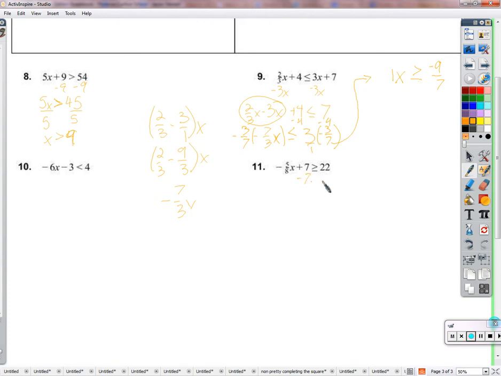Alright, for 11, subtract 7 from both sides: negative 5/8 x greater than or equal to 15. How do we cancel the negative 5/8? Multiply by the reciprocal. Flip, because we multiplied by a negative. Flip it around. And 5 cancels with the 15. That's the 3. That's 3 times negative 8. X needs to be less than or equal to negative 20.